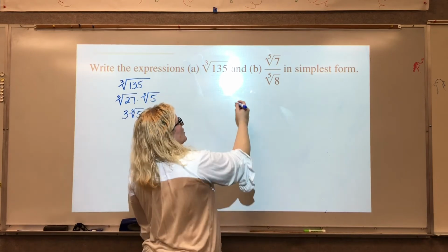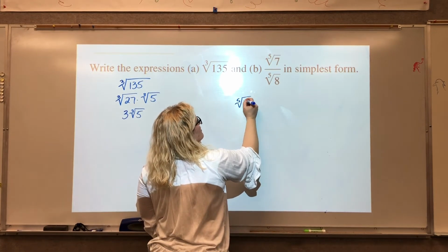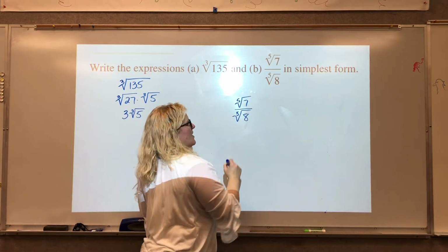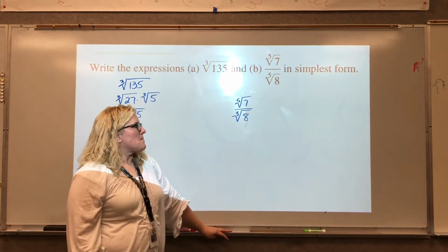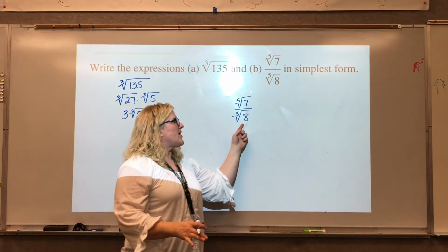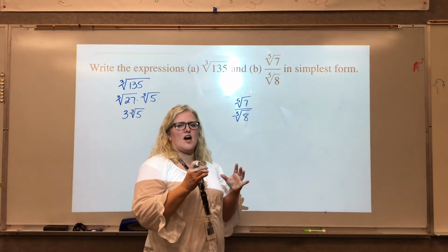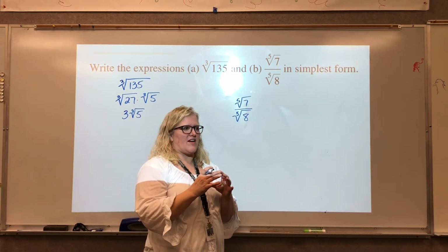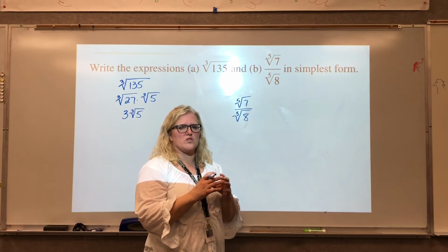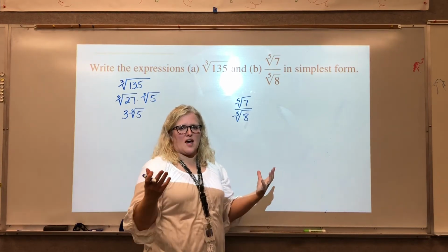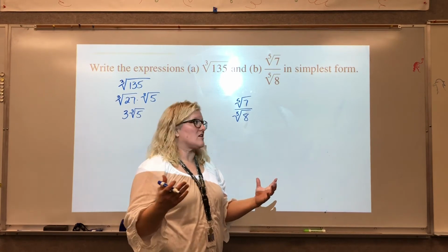Now over here, we have a radical in the denominator, and we can't have that. So this is kind of tricky. Remember that we're trying to get a perfect root in the denominator so that it can just become a regular number. We can get rid of the radical.